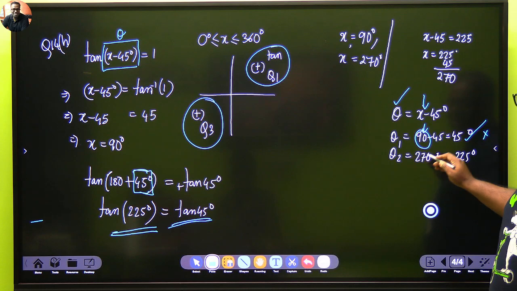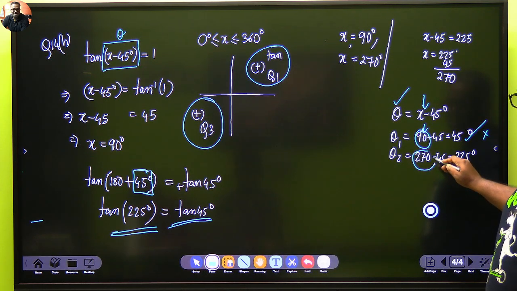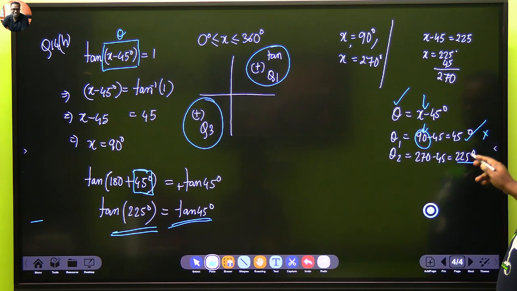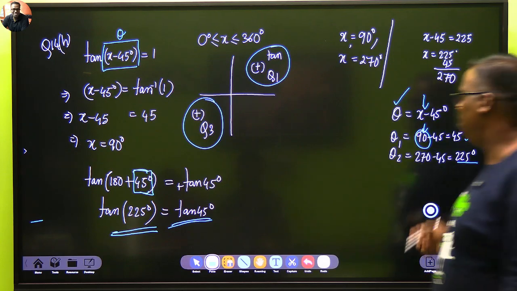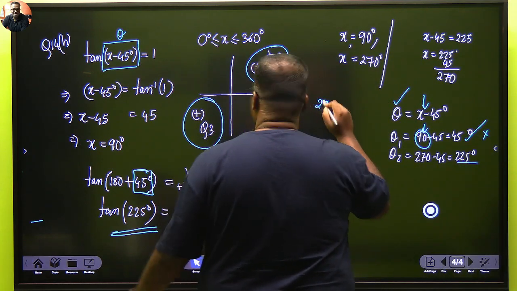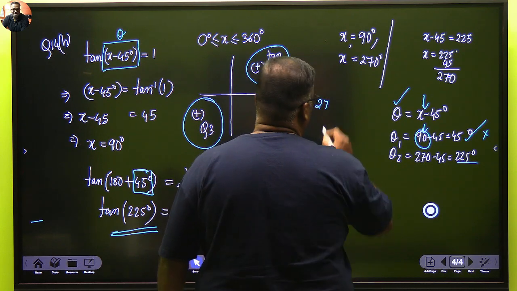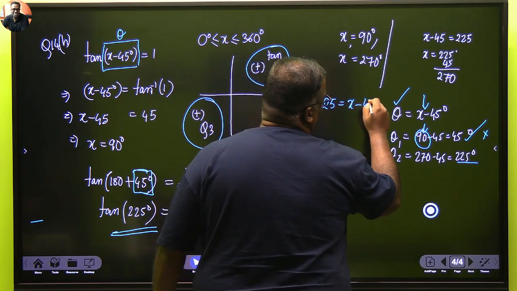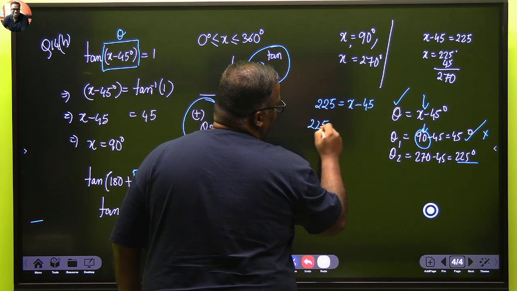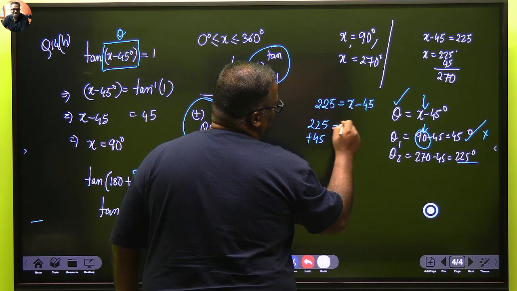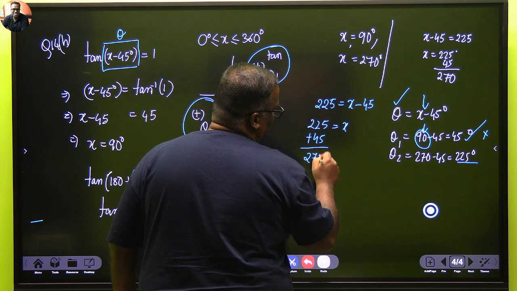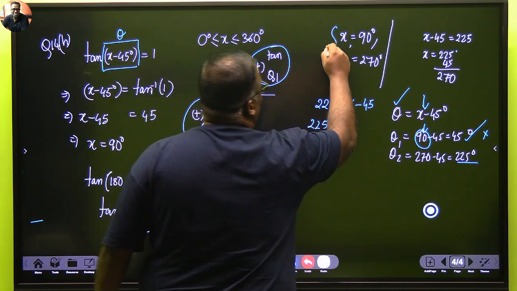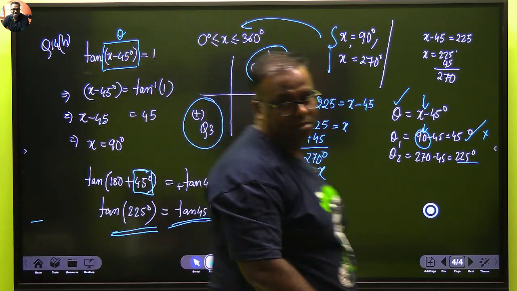Next time we are putting x as the value of how much? 270. Why did we put 270? Because we know theta is 225. So if you transform this side, then it becomes 270. Did you understand? What theta did you get? You found out 225. 225 is equal to x minus 45. Now look, 225 plus 45 is equal to x. Adding both, how much will it come? 270. So this is the value of x. Therefore both these values of x are coming inside this bandwidth. We are correct.